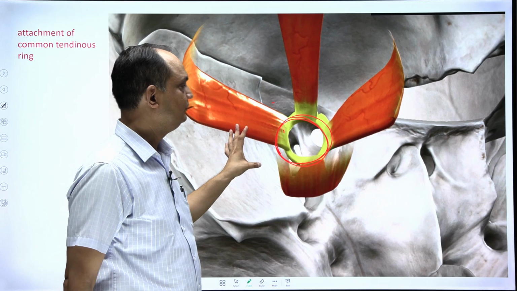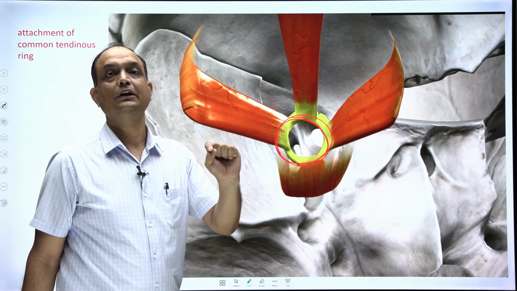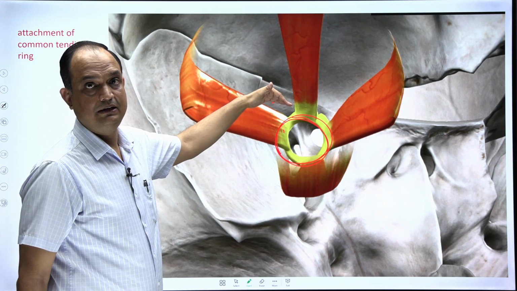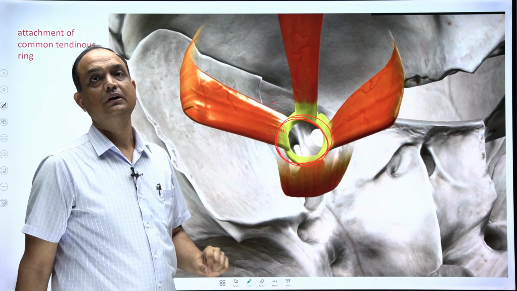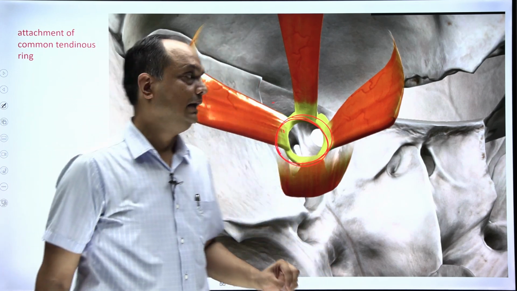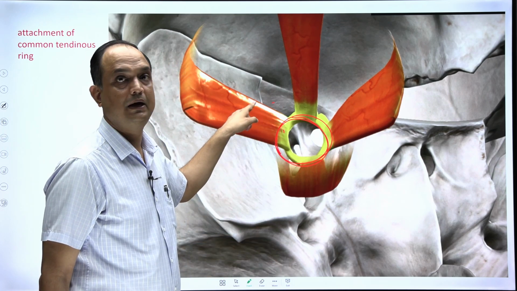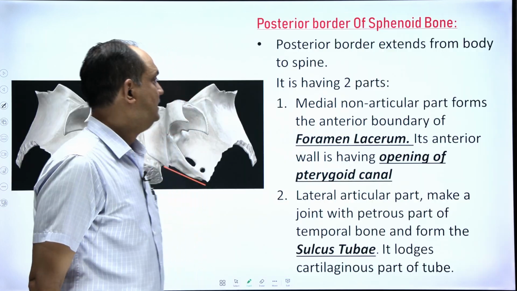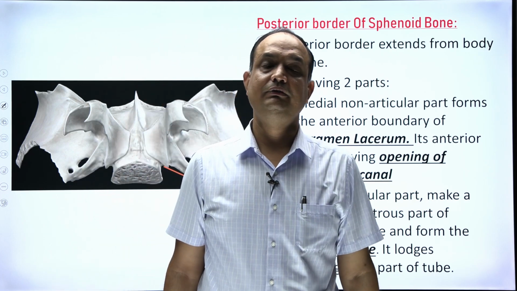So, dear students, whenever you are talking about the superior orbital fissure, it is a fissure between the greater and lesser wing, and the medial border of the greater wing has a small projection which allows the attachment of your ring. This ring is not only dividing the superior orbital fissure into 3 parts, but is also enclosing the optic canal. Clear? Now, we will move to the posterior border of the greater wing of sphenoid.